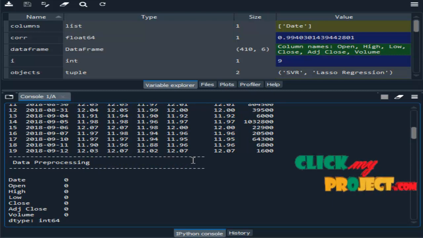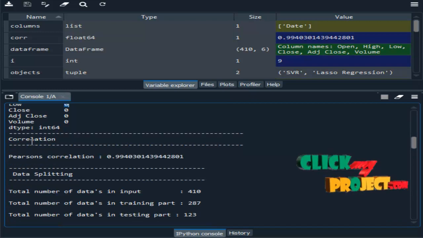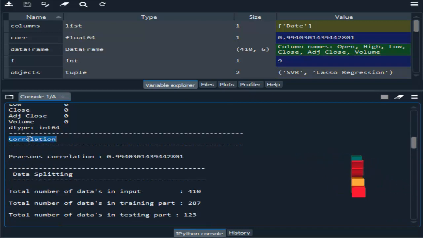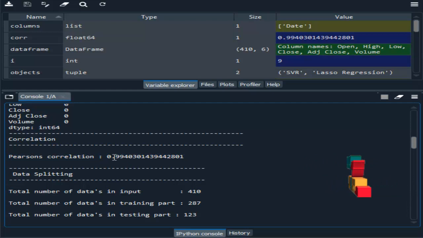Then pre-processing. Pre-processing means here we check whether any missing values are present in the dataset. If there are any missing values, we replace them with zeros. Here 0 indicates there are no missing values in the corresponding column. Then correlation. So this is the feature selection method. Here we correlate two variables.